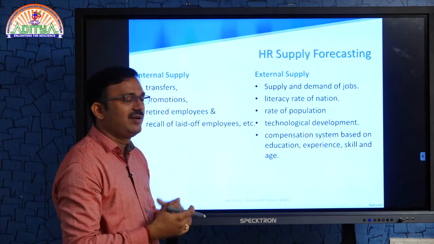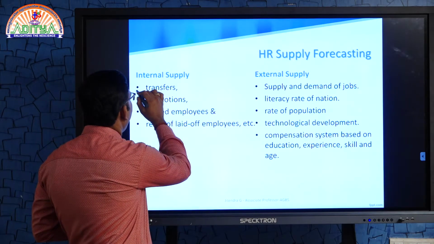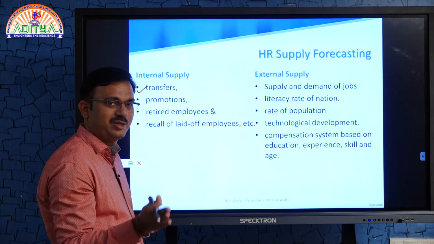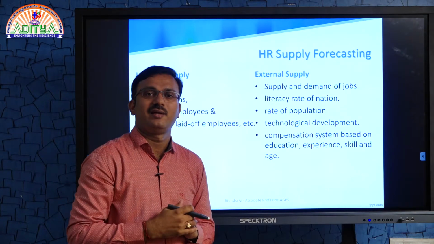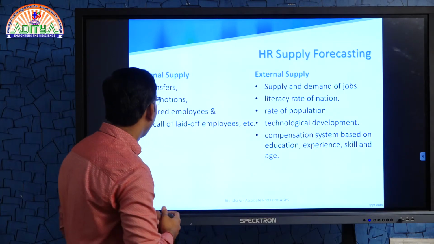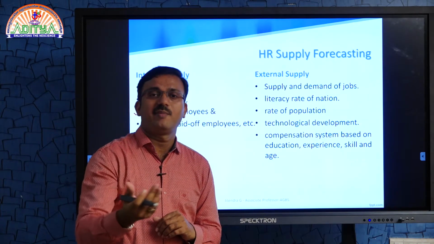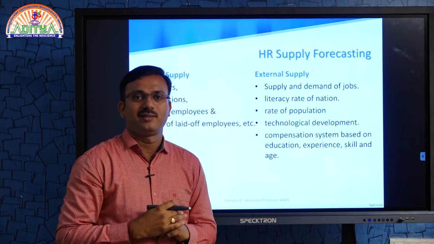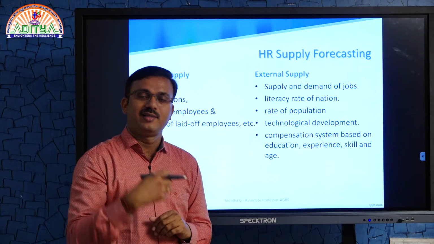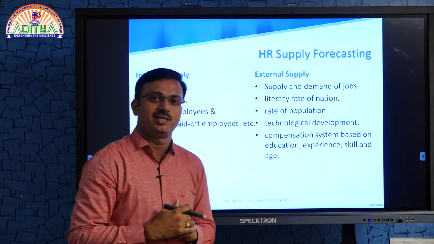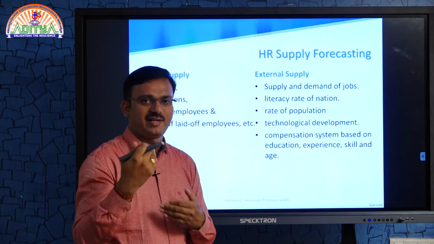Supply forecasting depends upon both internal supply and external supply. In internal supply, we can have transfers, people from one place to another place, and sometimes promotion. With the help of succession planning, we promote the internal employees. Next, retired employees. Some private companies, even after retirement of employees, call them back because they do not have properly skilled manpower, so they can avail the retired employees' services in the organization. That is how they source the supply of human resources from their internal sources only.